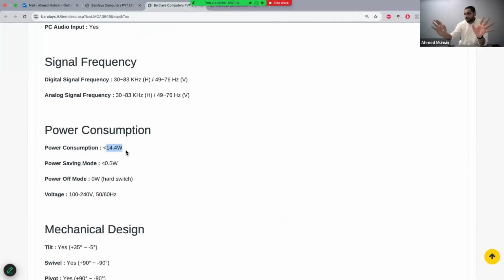Let's not look at the frequency now. Let's focus only on these three for now: screen size, resolution, and energy efficiency. Now let's look at the next monitor.